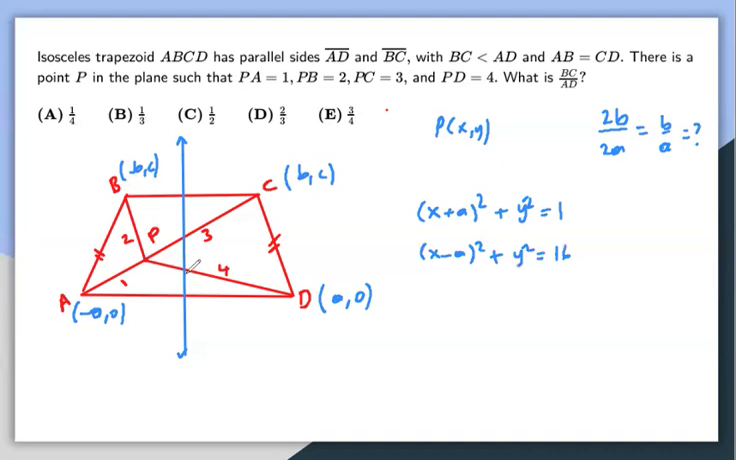So the distance between B and P. So that should be x minus b, which is going to be x plus b, squared. And then the y coordinate of P minus c, so that should be y minus c, squared. And that should be 4. And then P to C, so x minus b squared plus y minus c squared is equal to 3 squared, which is 9.